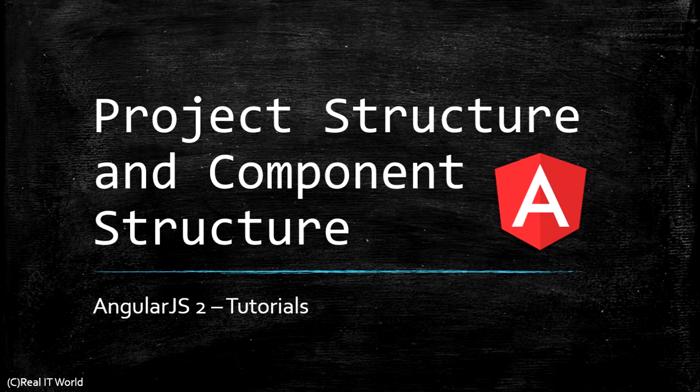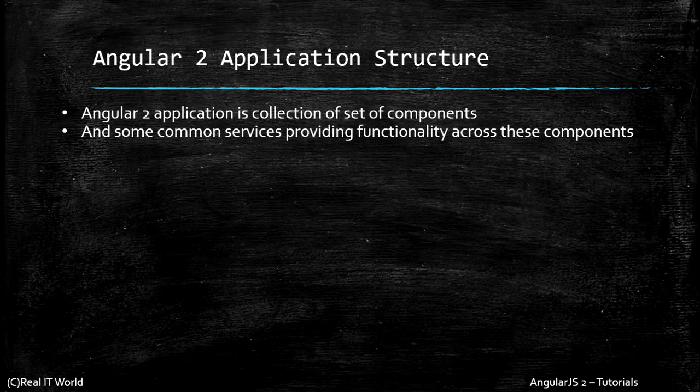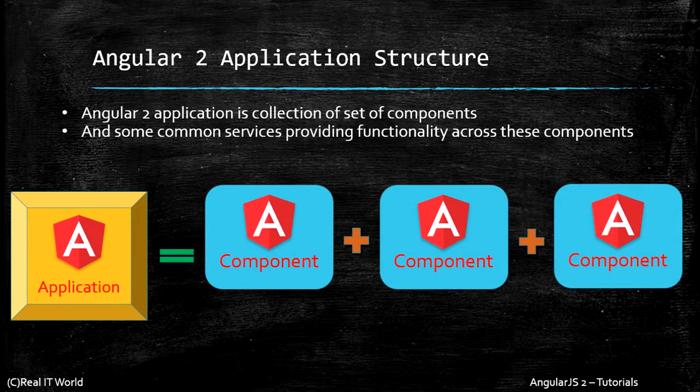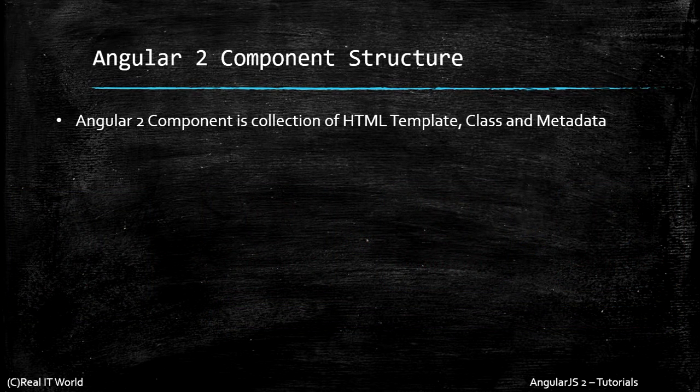Now we are going to look at project structure and component structure. Angular 2 application structure. An Angular 2 application is a collection of set of components, and some common services providing functionality across components. So an Angular application is a collection of different components, and some common services providing functionality across these components. Okay.